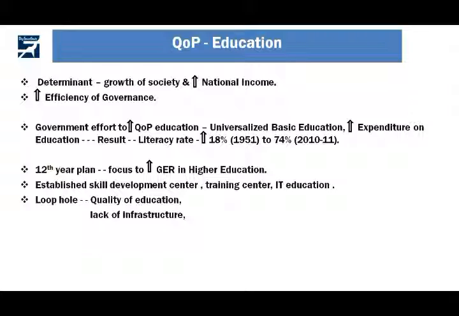The 12th Five Year Plan makes an effort to raise the gross enrollment ratio in higher education among the 18 to 23 years age group from 25.2% in 2017-18 to 30% in 2021-22. And the strategy focuses on increasing access, vocational training, and also use of information technology. Government also focuses on distance education, IT education institutes.